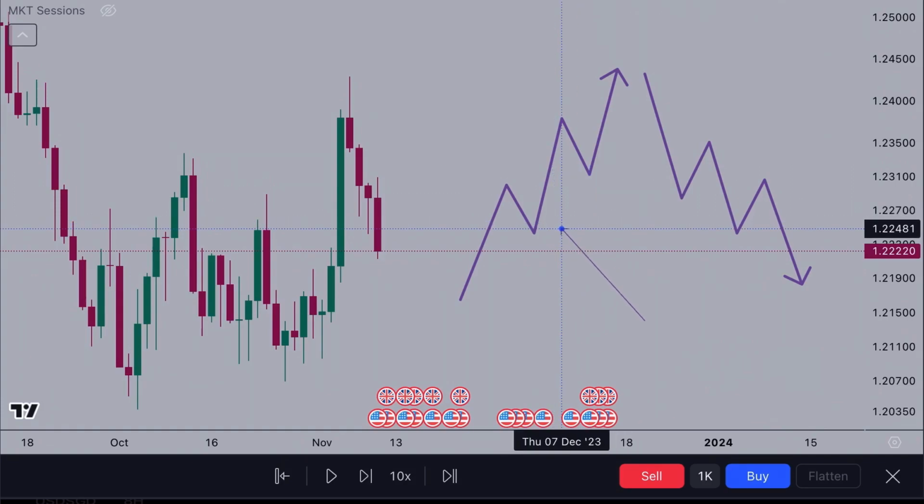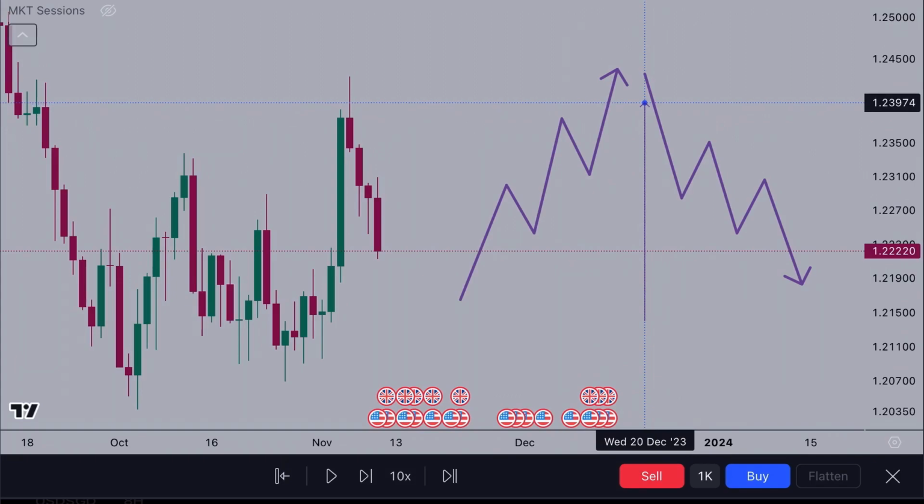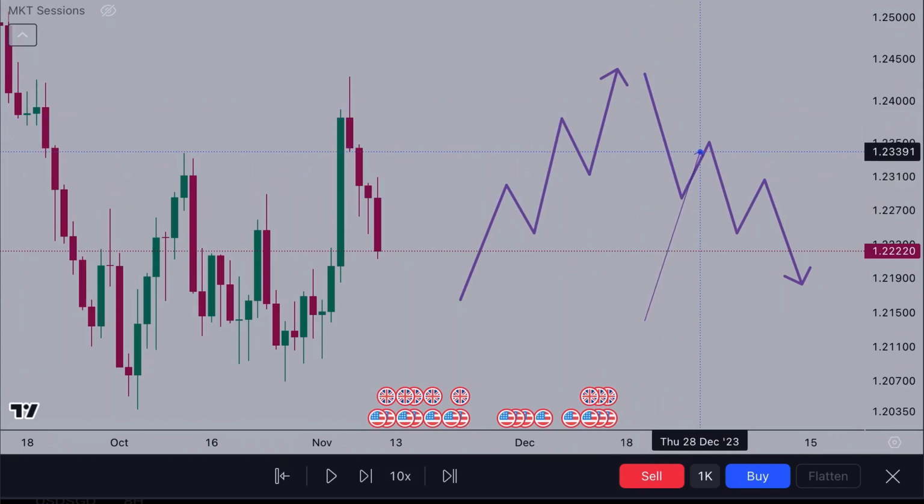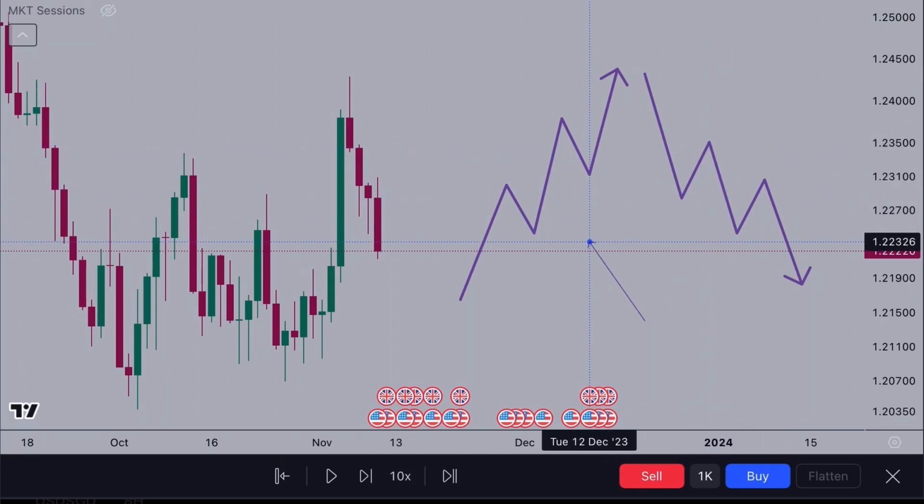With the strategy that I use, we will be looking to get in on the correction, on the pullback, so we can ride the wave all the way up. Or if price was in a downtrend, we will be looking for entry on the correction so we can ride the wave all the way to the downside.